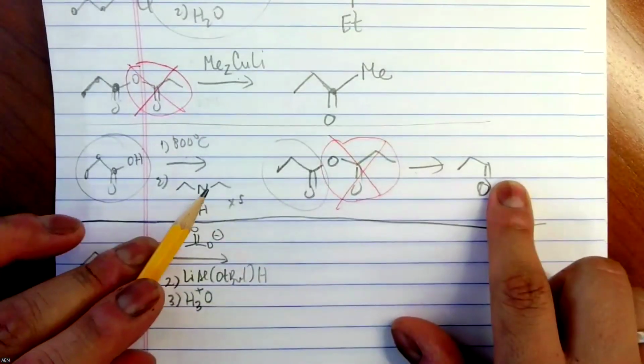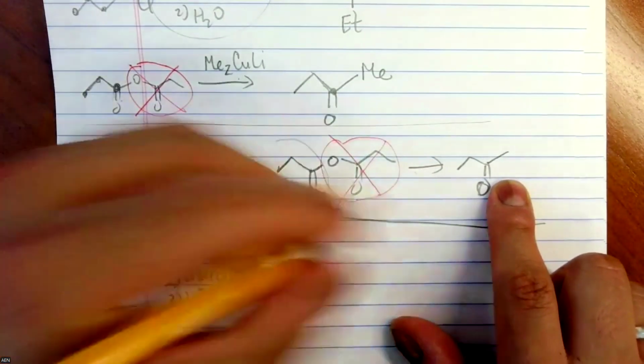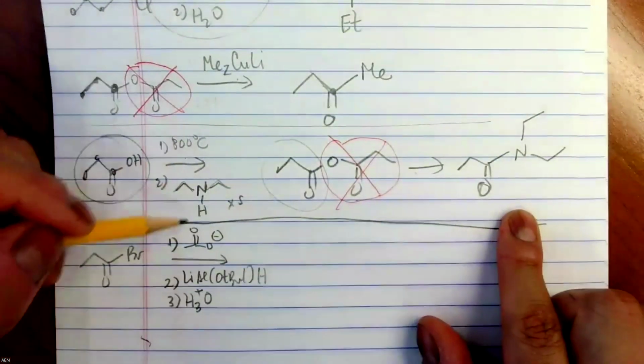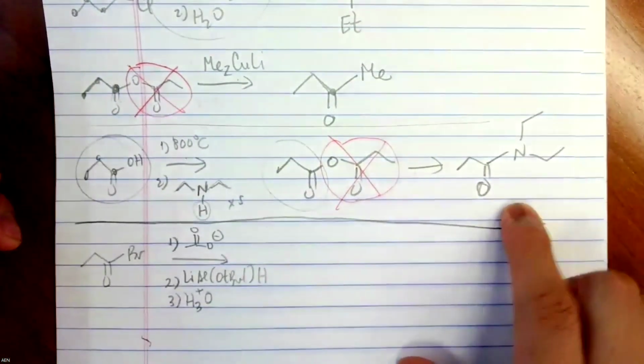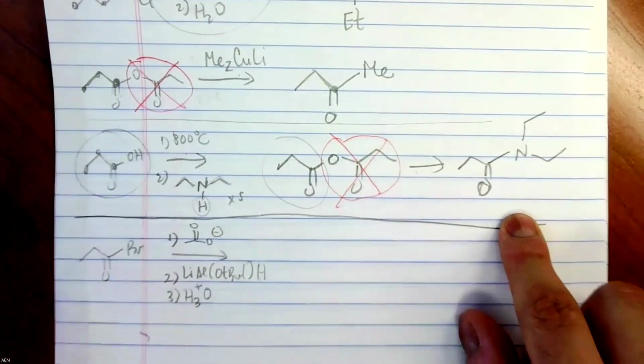That forms the amide, adds N with 2 wins, right? What happened with that nitrogen? Yeah, that nitrogen left because that's the one that got lost to form the amide. So that will be the product for this reaction. Good.